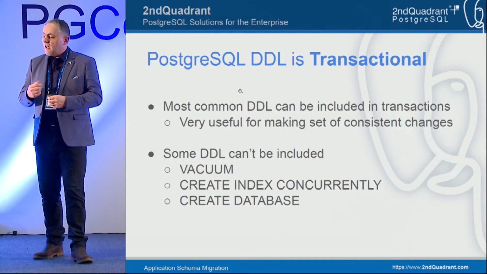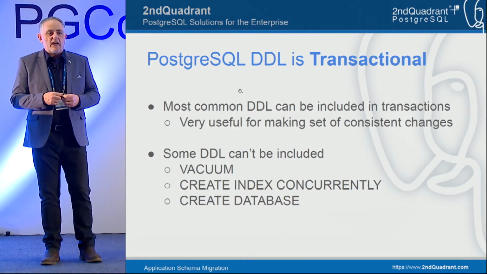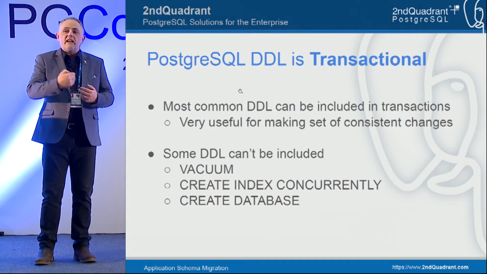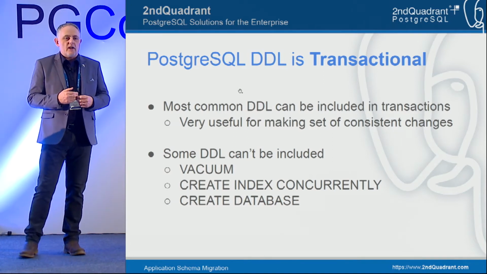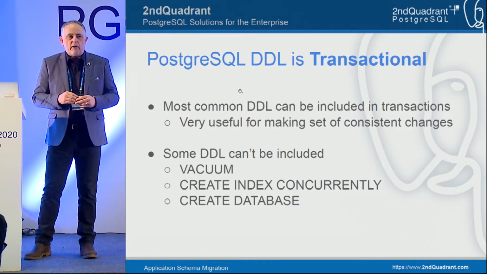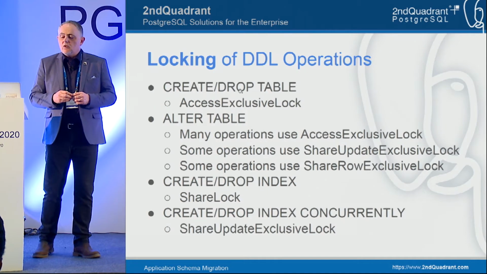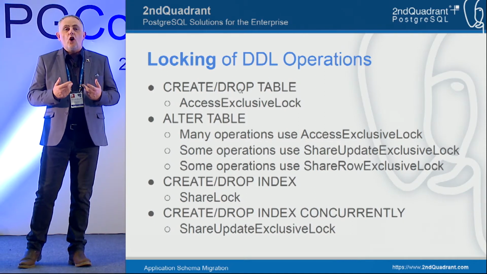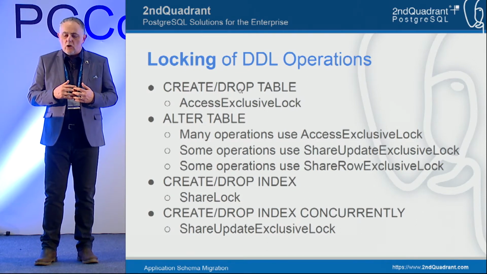For example, vacuum or create index concurrently can't be executed within a transaction. That's because the way that create index concurrently works is actually to execute 3 separate transactions while that command progresses. So there's a possibility we might change that in the future, but really for now it's difficult to make that transactional. So the first thing that we need to understand about DDL operations is the type of locks that are taken by different types of operation.